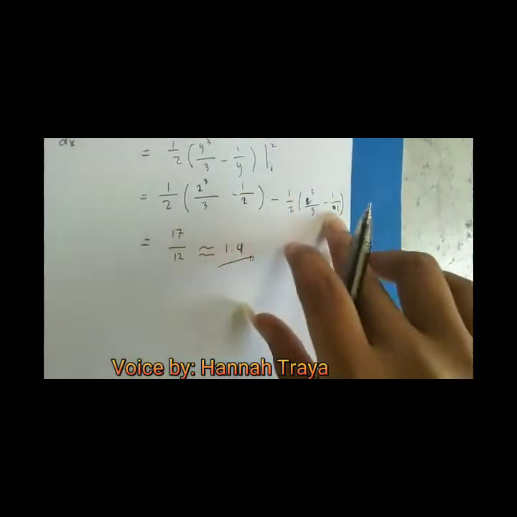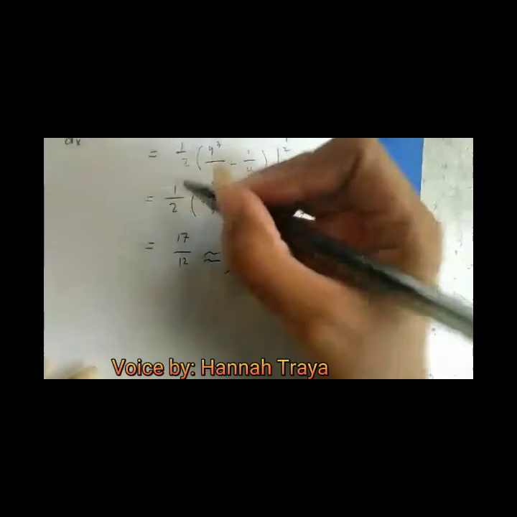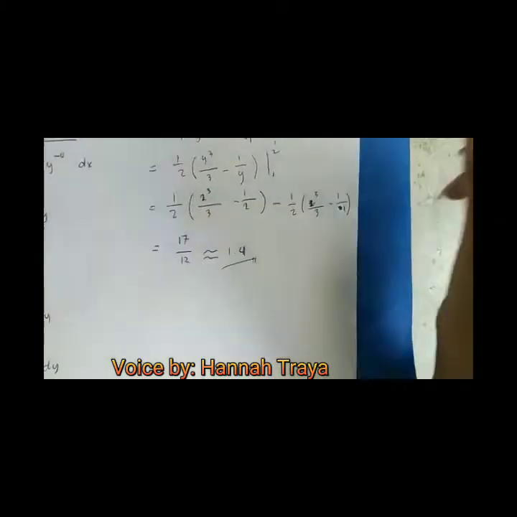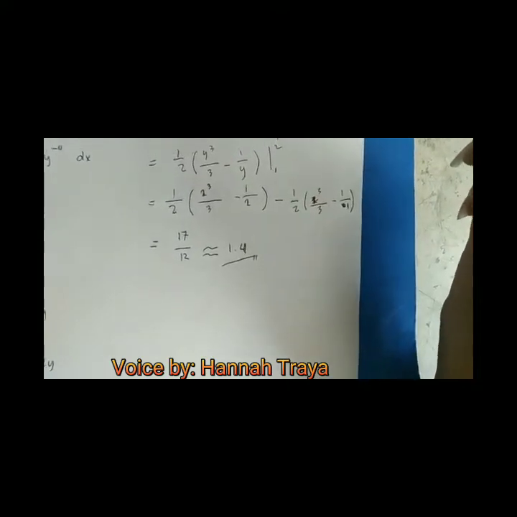Using the calculator, the total of this is 17. So the total answer for this is 17 over 12, approximately 1.4.